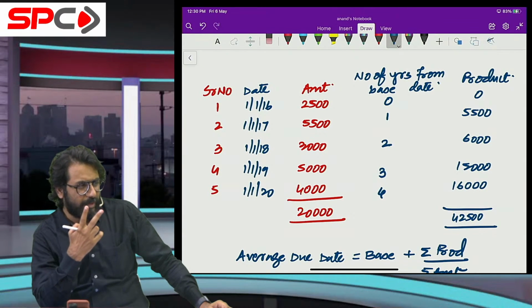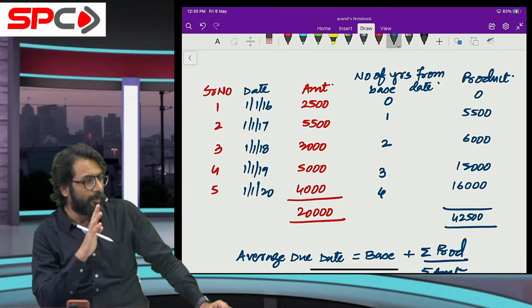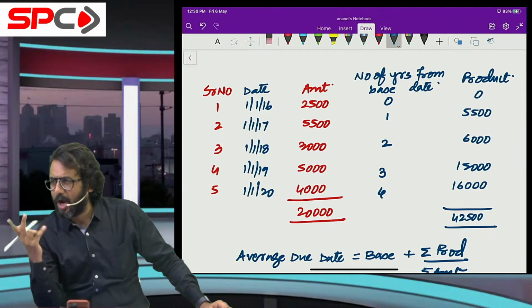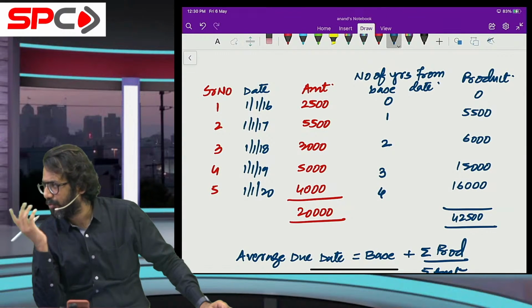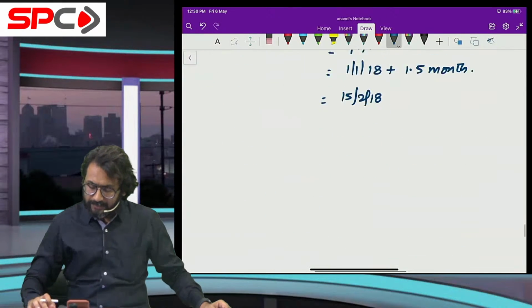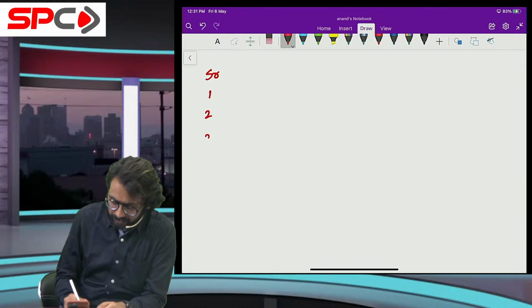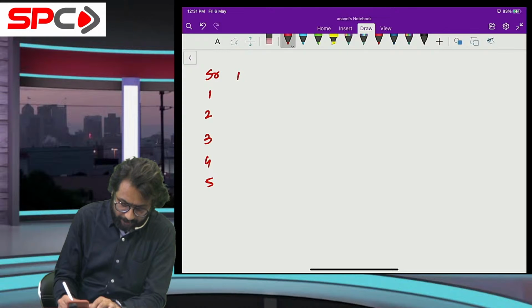Now given a choice, you have 2 options. We should select that option which the module is following. Both the options are correct, but we should follow the option the module is following. So now how do we do it? Can you again tell me the dates? Serial number 1, 2, 3, 4, 5. Please be quick.